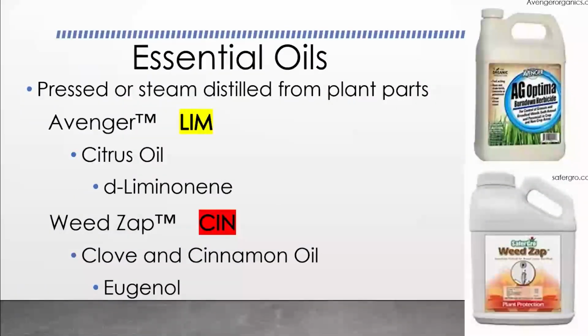Plant-derived natural herbicides usually fit into one of two categories. Either the active ingredients originate from essential oils or fatty acids. Essential oils are usually obtained from either pressing or steam distilling plant parts. Some of the original essential oil active ingredients registered for use in organic agriculture were clove and cinnamon oils. Both were steam distilled from their respective plants.